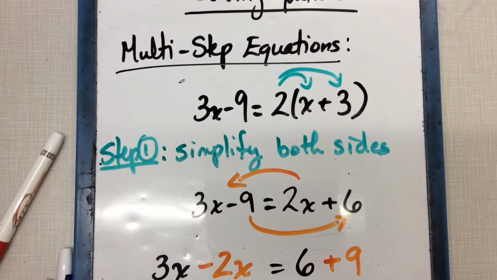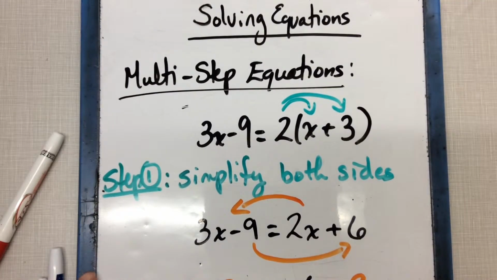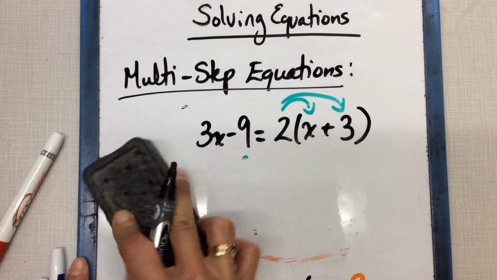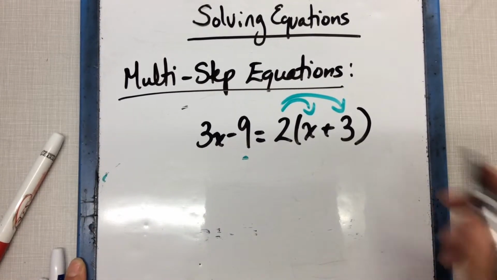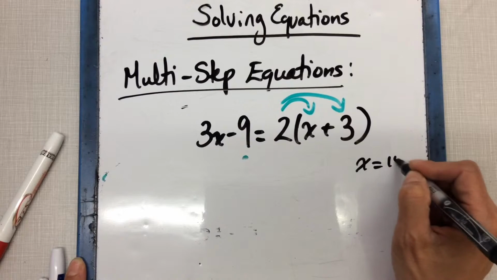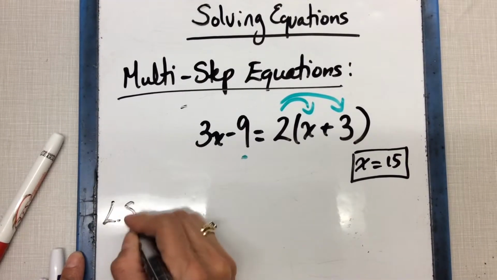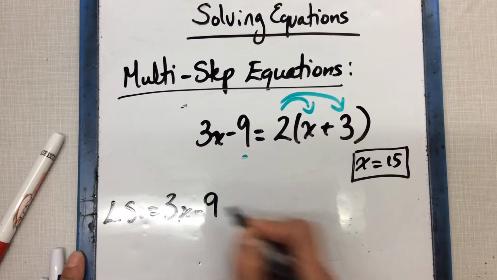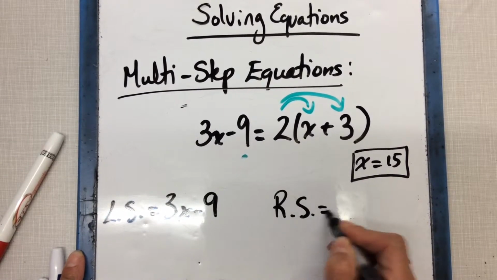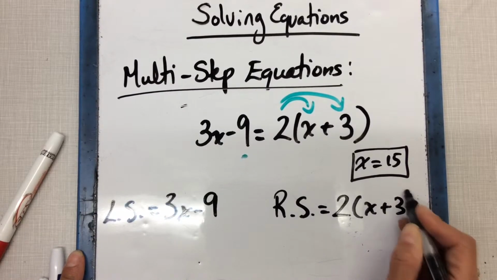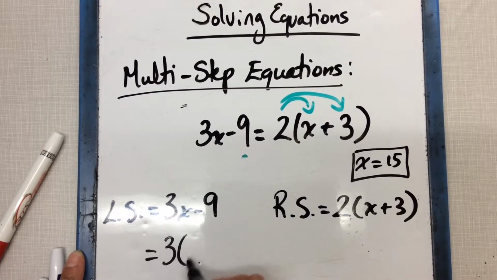Now we want to make sure that this is the correct answer. So let's do left side, right side again. And we got x equals 15. We don't want to forget that. Okay, and so left side and right side. And so this we're going to replace with the 15 minus 9. 3 times 15 is 45, minus 9 results in 36.